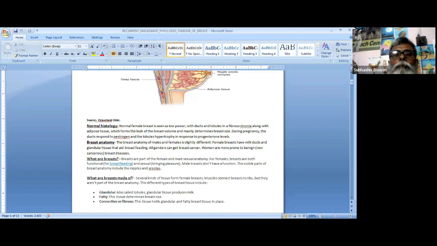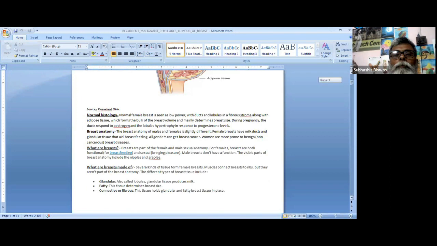The breast anatomy of male and female is slightly different. Female breasts have milk ducts and glandular tissue that aid breastfeeding. All genders can get breast cancer. Women are more prone to benign, non-cancerous breast disease. And what are the breasts? Breasts are part of the female and male sexual anatomy. For females, breasts are both functional and sexual, bringing pleasure. Male breasts don't have a function. The visible parts of breast anatomy include the nipples and areolae.